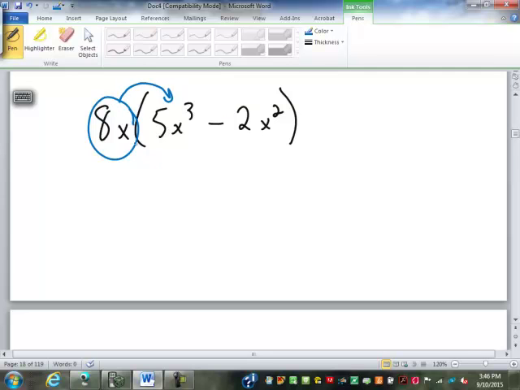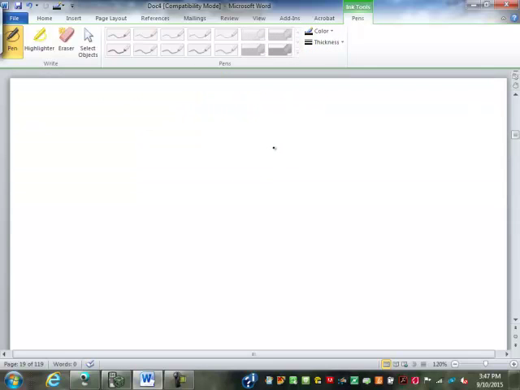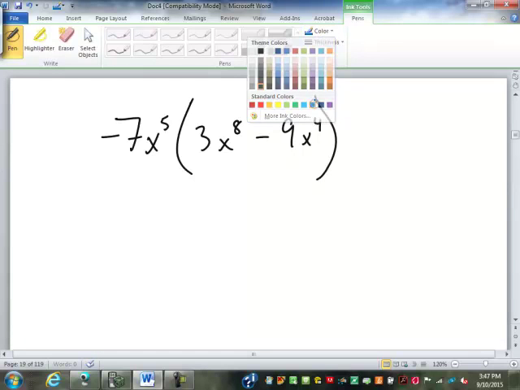So 8x times 5x to the 3rd, 8 times 5 is 40. X times x to the 3rd, x to the 4th. Now 8x times negative 2x squared. 8 times negative 2, negative 16. X to the 3rd. Very good. X cubed works too. Do this one quick. Let's see how you do.